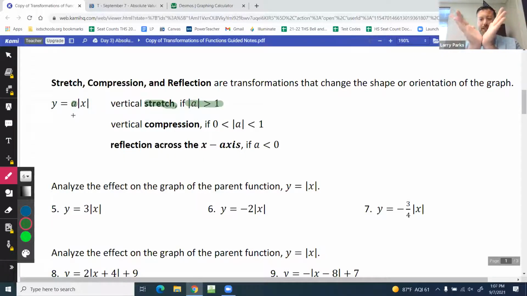So it's going to go from this and stretch it. If you make a number between 0 and 1, and ignore the absolute value, this is just basically saying ignore the negative sign. But whatever that number is, if it's bigger than 1, it stretches it. If it's between 0 and 1, it compresses. And then if it is a negative number, then we say it reflects across the x-axis. So let me go show you what that looks like.